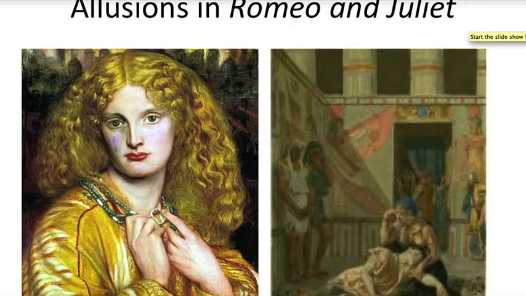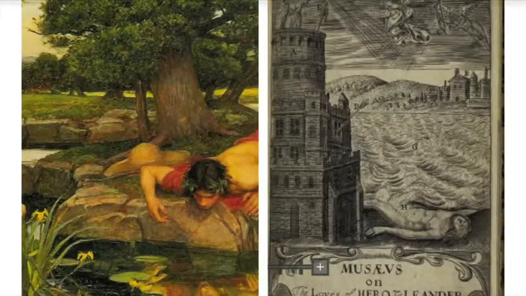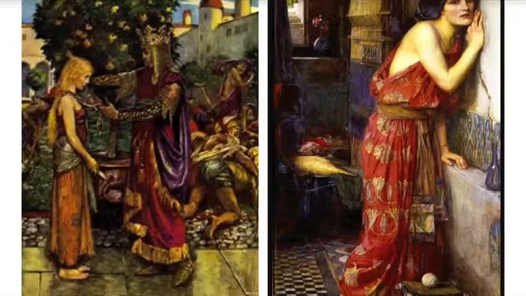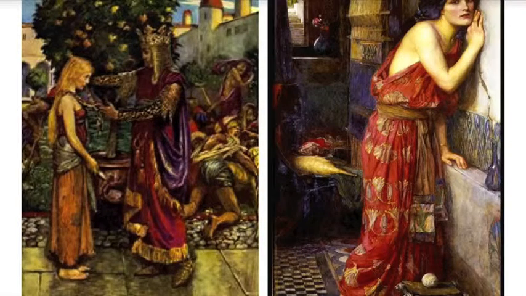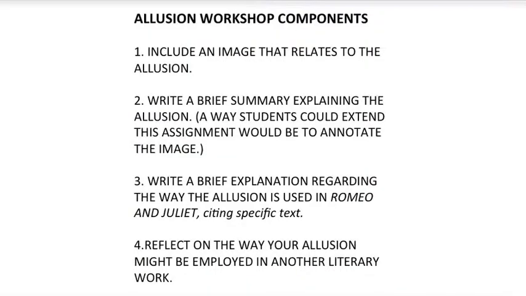Today I'd like to talk to you about a lesson regarding allusions, an allusion workshop in your classroom. Specifically, the allusions that I've put together today relate to Romeo and Juliet. As you are aware, there are a number of very powerful allusions included in the first two acts of Romeo and Juliet. In this case, I would divide my class into groups of approximately 3 or 4.